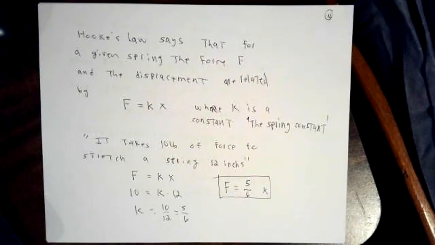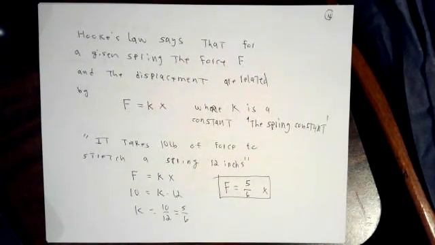If someone tells you that it takes 10 pounds of force to stretch a spring by 12 inches, then force equals k times x. The force is 10 and the displacement is 12 inches. So if I want to use pounds and inches for my units, then the k would be 10 over 12, which is 5/6. The force is then given by 5/6 times x.